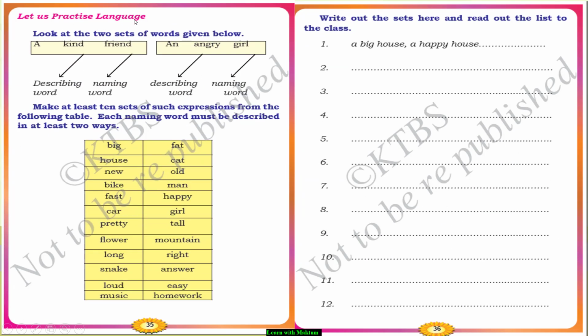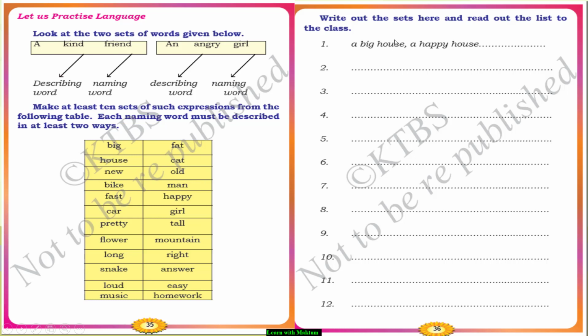Okay, let us practice language. Look at the two sets of words given below. A kind friend, an angry girl. Here, kind is describing whom? This friend. An angry girl. Angry is describing a girl. Yes. So same way here they have given these sets: big house, new bike, fast car, pretty flower, long snake, loud music, fat cat, old man, happy girl, tall mountain, right answer, easy homework. So these are the sets. You have to make such words like this, a kind friend, like this.